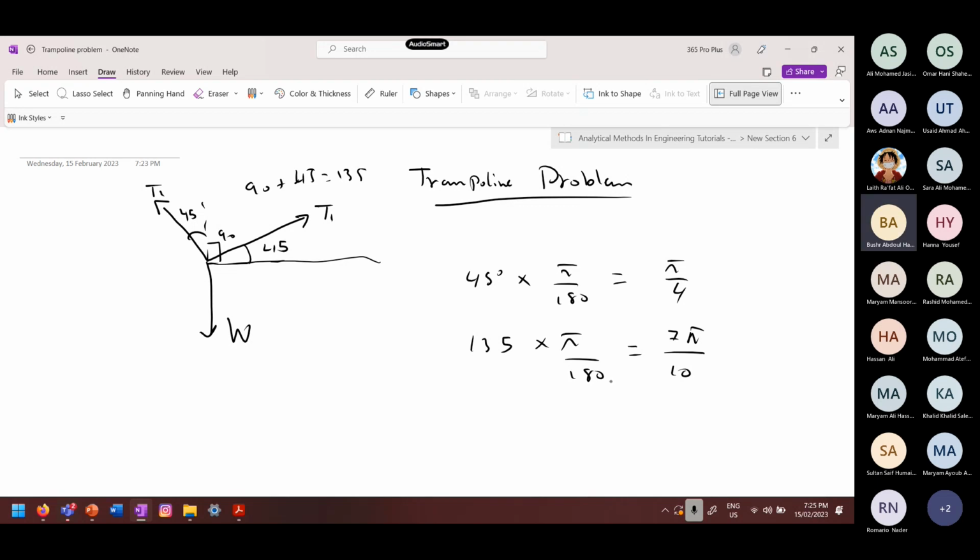Do you guys understand this? Why did we multiply by pi over 180? To change it to radians. If you're given the angle in degrees, you need to change it to radians. Okay, just make sure of this value. Can you calculate it for me? You'll be given an easier value. 3 pi over 4. Which is close to this. Okay, 3 pi over 4.